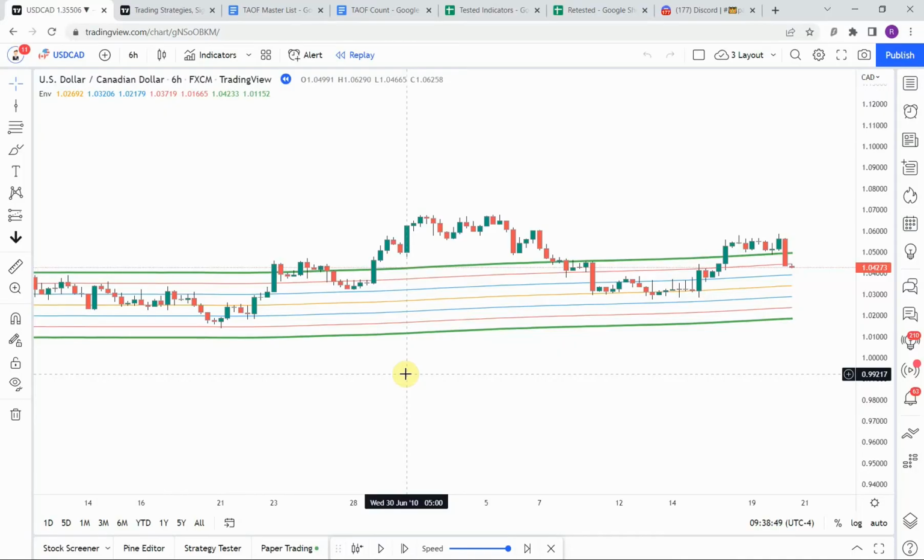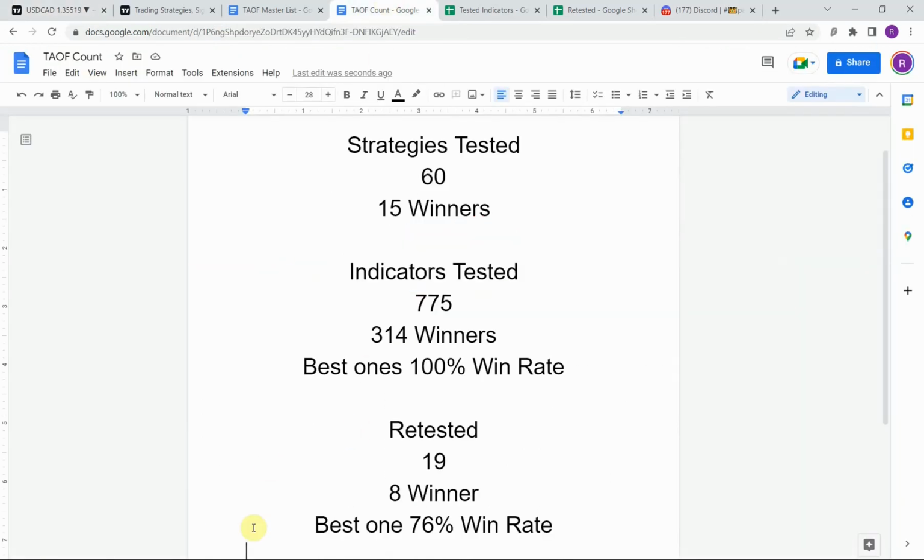Alright, as I said, today we will be testing the 3 times envelope indicator. Before we do though, I wanted to put the testing scoreboard up for everyone to see. So to date, we have tested a total of 60 different strategies, with 15 of them being profitable. We've also tested a total of 775 indicators, with 314 of them being winners. The best ones so far were able to achieve a 100% win rate. Now you need to go back and watch those videos to understand the context of how they were able to achieve that. So go back and watch those videos and see what you can get out of those winning indicators. We've also retested in the advanced testing 19 of the winning indicators. 8 of them have been able to maintain the winning status. The best one, a 76% win rate. Now, keep in mind that we test most of these strategies and indicators on the Forex and crypto market, but they can be applied to just about any market and time frame universally.